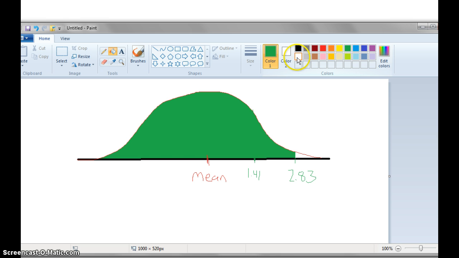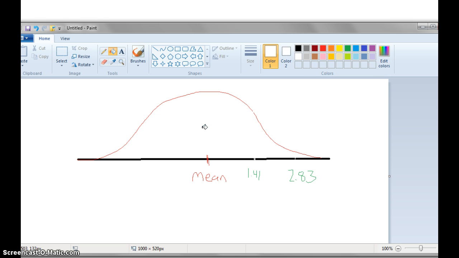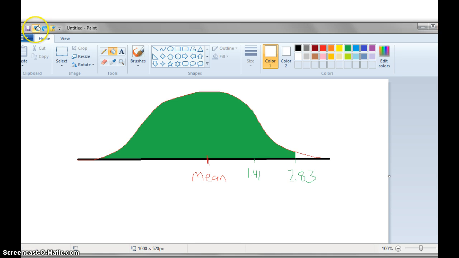color it white. Oh no. Let me try one more time here.